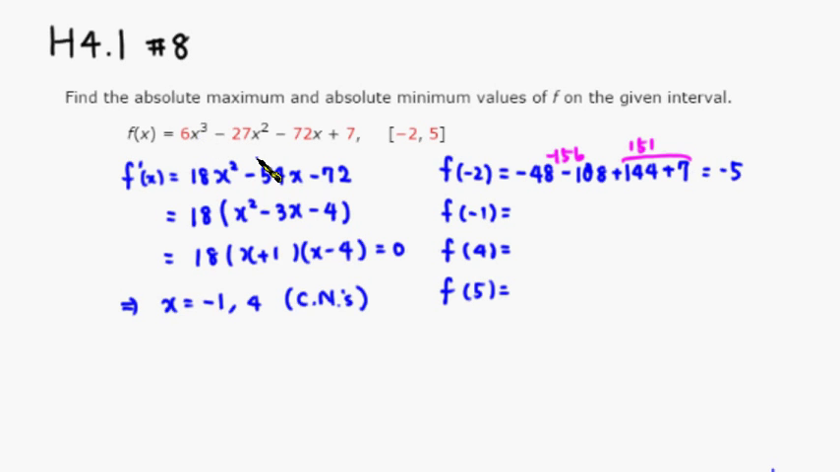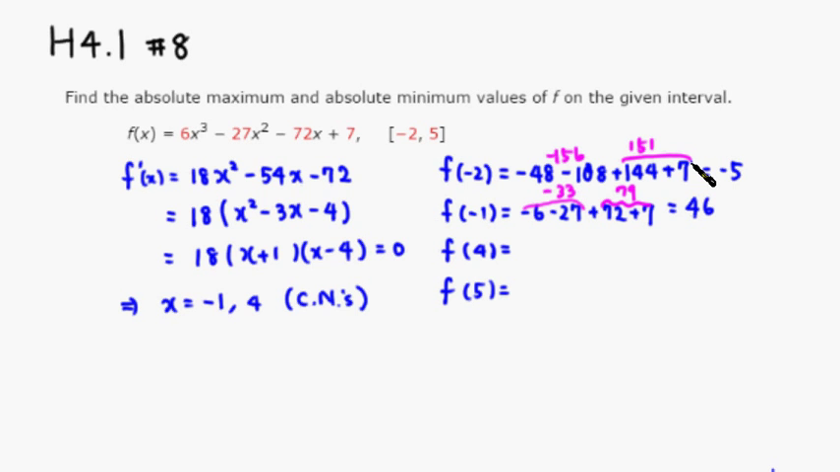If you plug in -1, this is a little bit better. -1 cubed is -1, so it's going to be -6. -1 squared is 1, so it's -27. Then -72 times -1 is plus 72, plus 7. So these two together are -33, then these two together are 79. Maybe I should use a different color. 79 minus 33, so it's a positive 46.